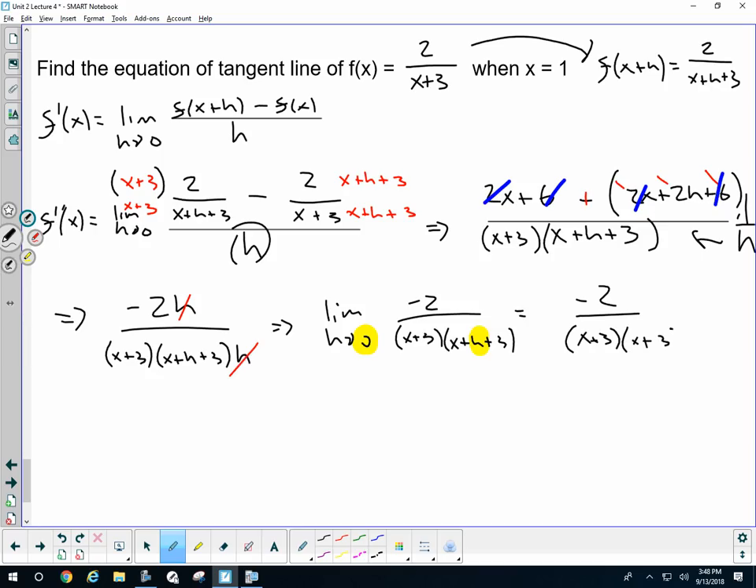Now, I could distribute the x plus 3, so it's x squared plus 6x plus 9, but it's a little nicer, a little easier to work with if I just have x plus 3 squared. So it doesn't matter. Either way, it'll work. Okay, we got that. Fantastic. Now, write the equation of the tangent line and graph it for the rewarding experience.